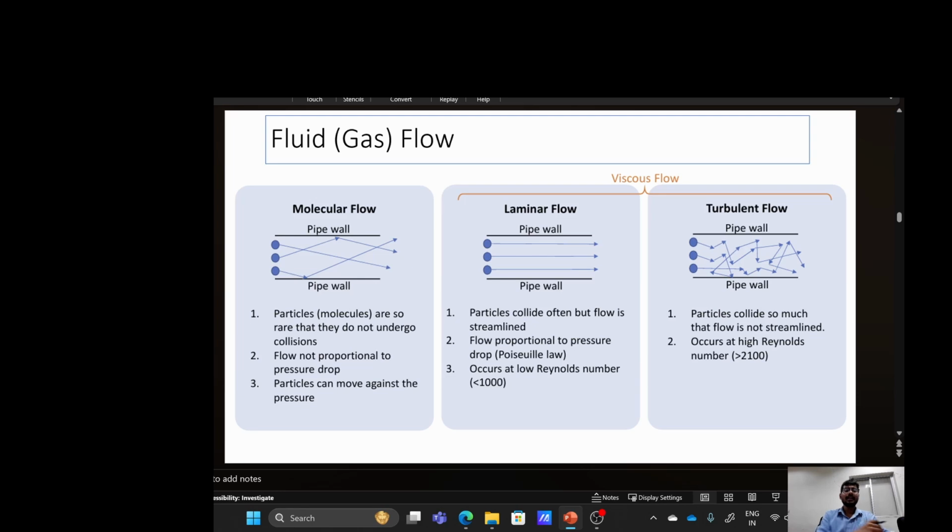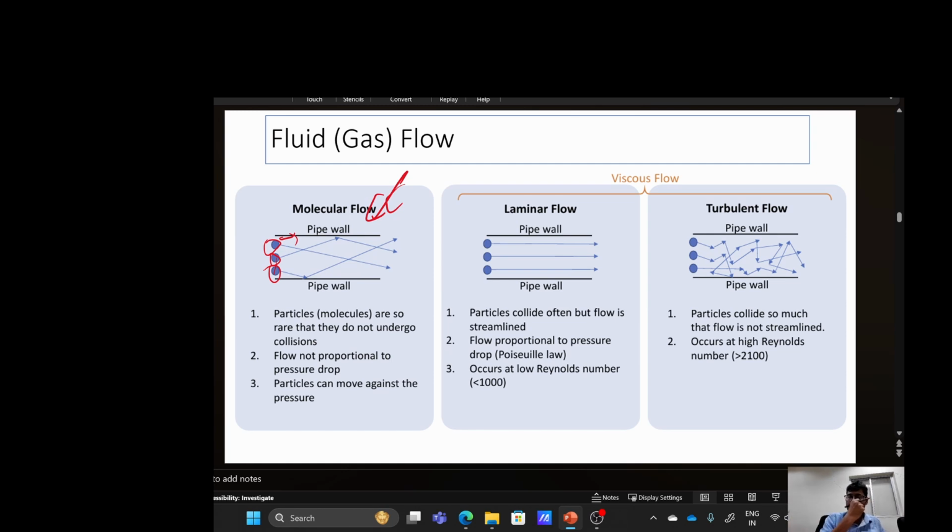Okay, so there are some things. One is the molecular flow. Molecular flow is there when there is very, very low pressure. These atoms, let us say these are the atoms of the gas, there is no kind of collision, they don't even see if there is another atom in the chamber. If the chamber is at a very low pressure, then this kind of molecular flow is there.